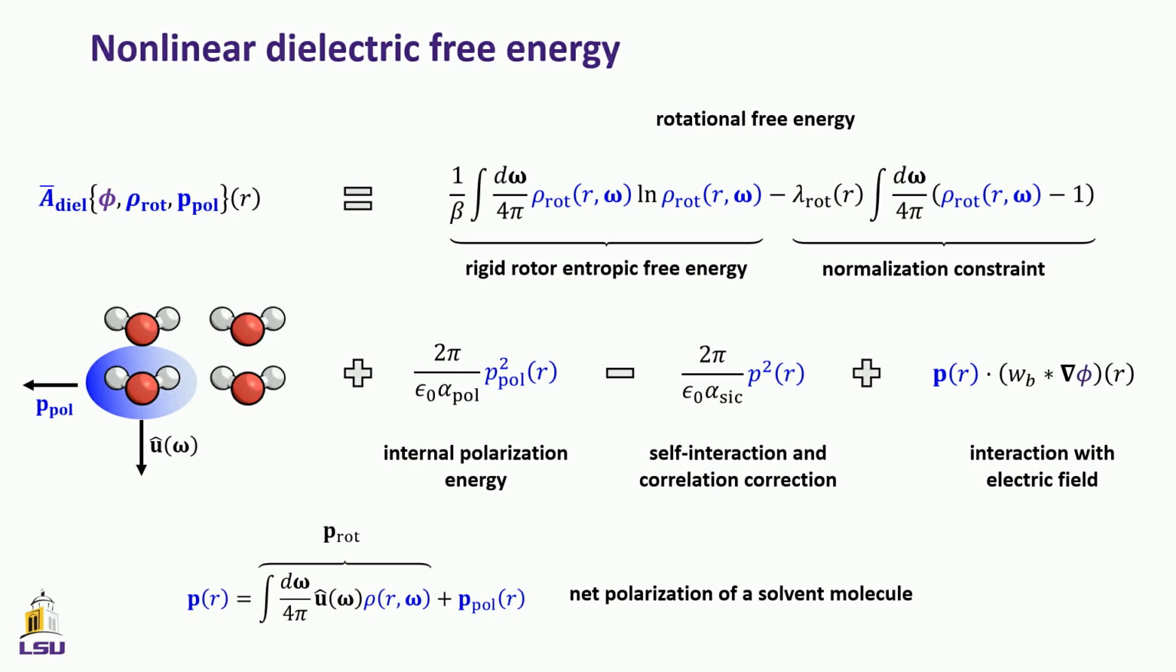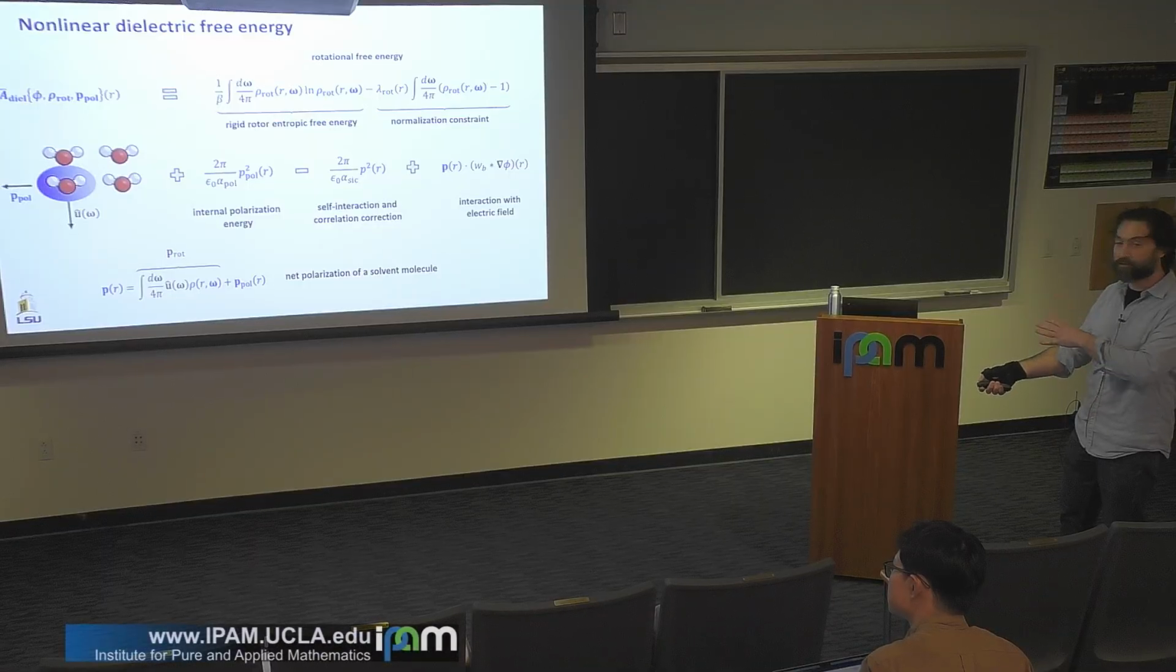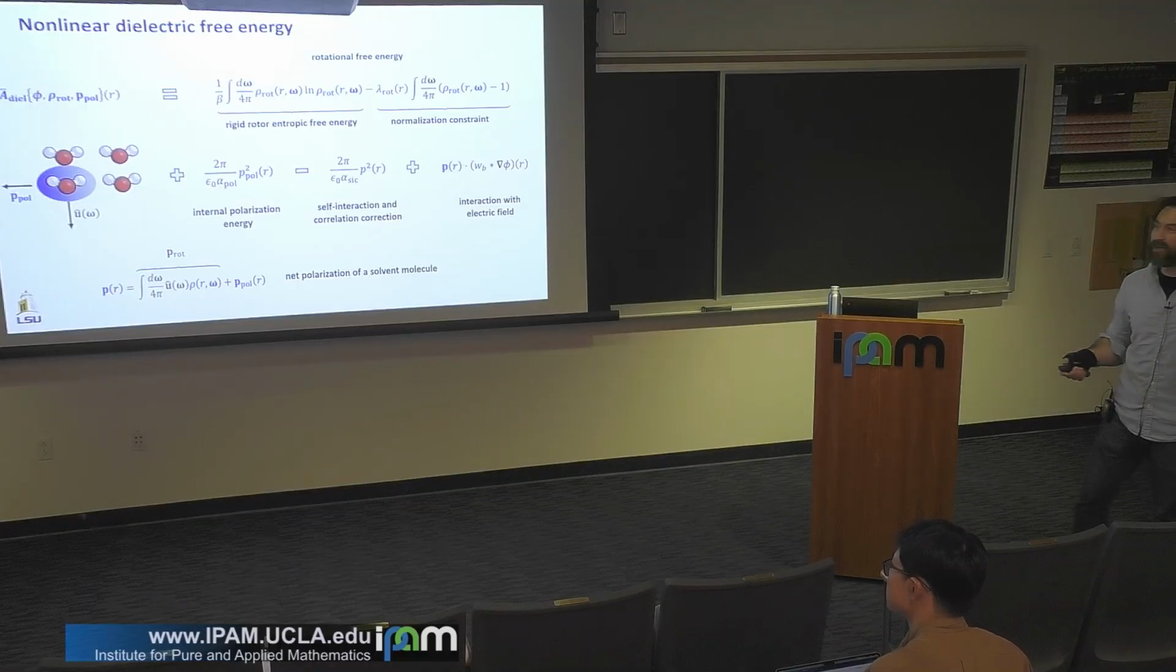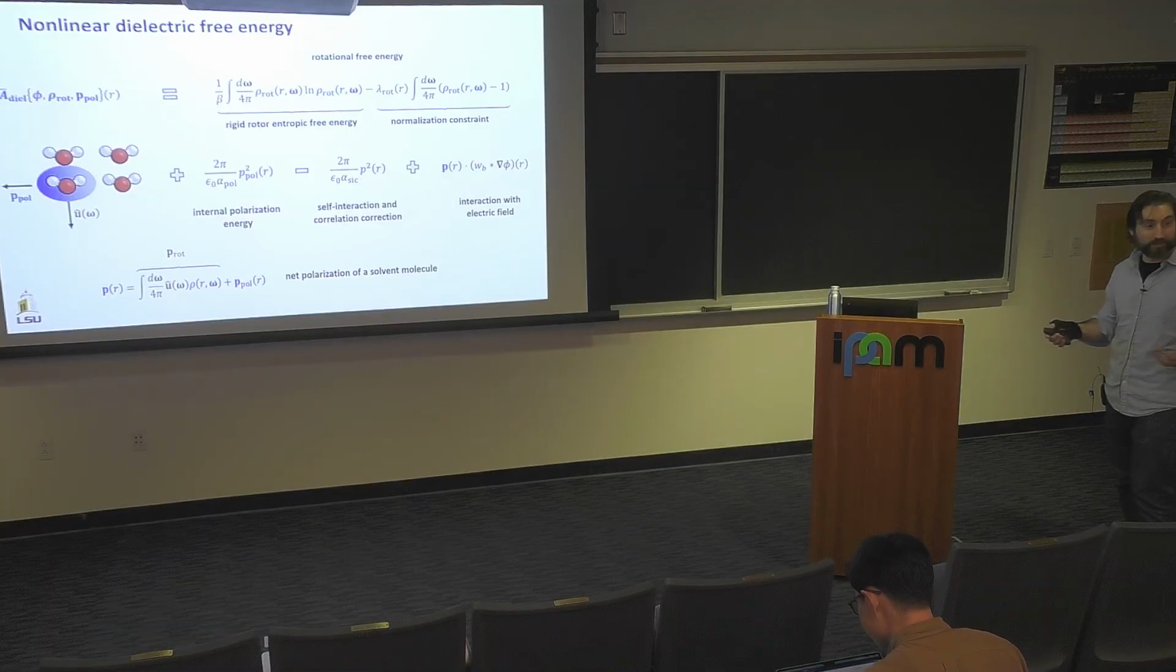And then finally, we have the interaction with the electric field. And then we can define the net polarization of a solvent molecule by integrating an orientation vector over this orientational distribution. We add the internal polarization, and we get the polarization at every point in space. And that's the quantity that we actually need. We don't actually compute this rotational distribution function. It just goes into the definition.